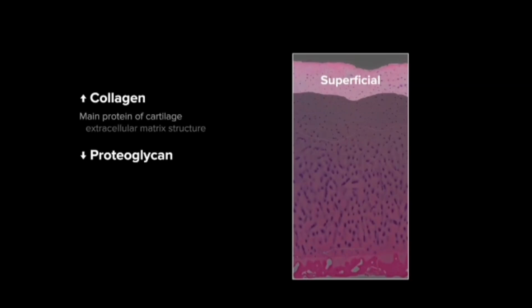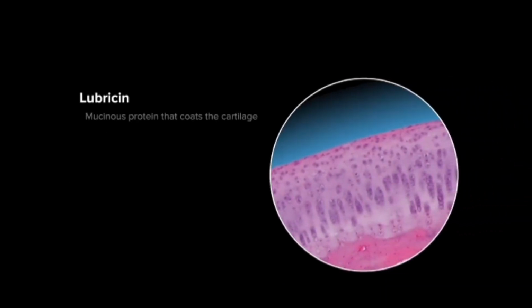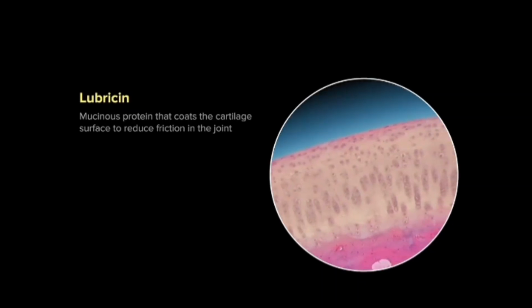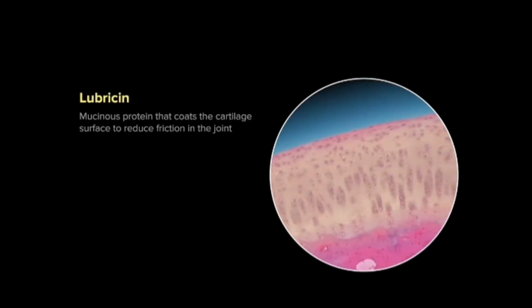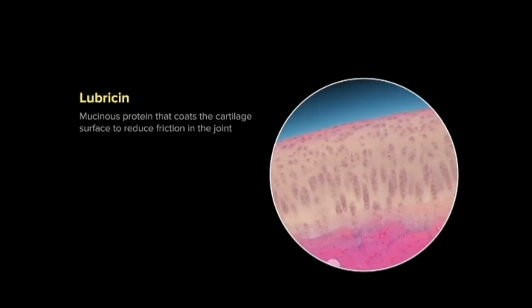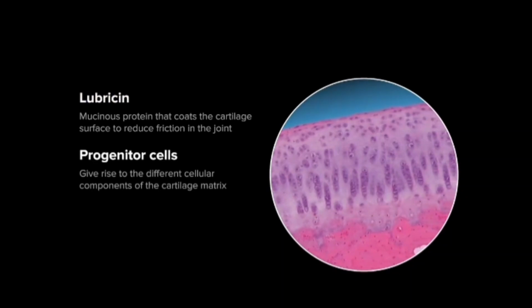Collagen is the main protein that makes up the structure of the cartilage extracellular matrix, and proteoglycans are the proteins that bind the extracellular matrix together. Further, the superficial layer produces lubricin, a protein that coats the cartilage and acts as a lubricant. The lubricin coating is sometimes referred to as a boundary lubricant for the articular surface of the cartilage. Finally, cartilage progenitor cells can be found in the superficial zone.